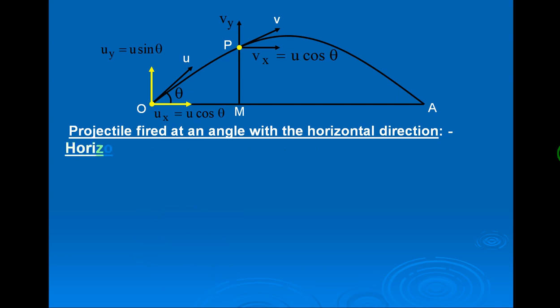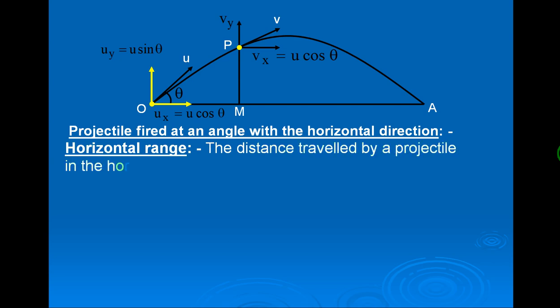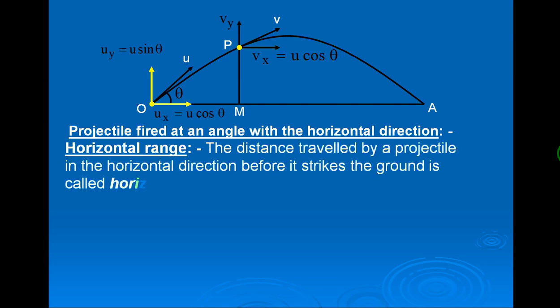Now next topic is horizontal range. The distance traveled by the projectile in the horizontal direction before it strikes the ground is called horizontal range. So in the diagram, OA is the horizontal range.